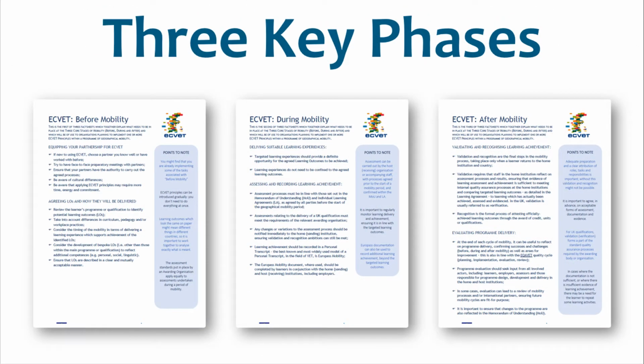Moving on to the next group of fact sheets, these are all to do with the 3 key areas of mobility. These areas are before mobility, during mobility, and after mobility. And the fact sheets explain what needs to be in place at each of the 3 stages.